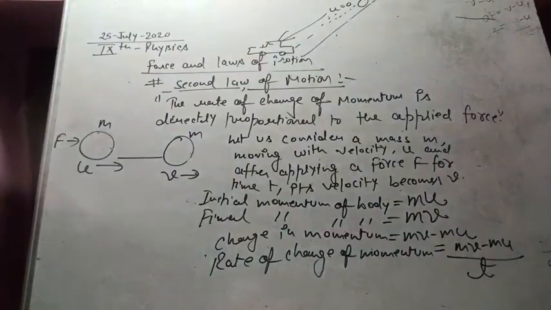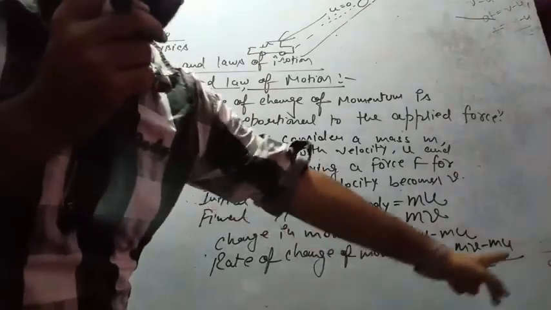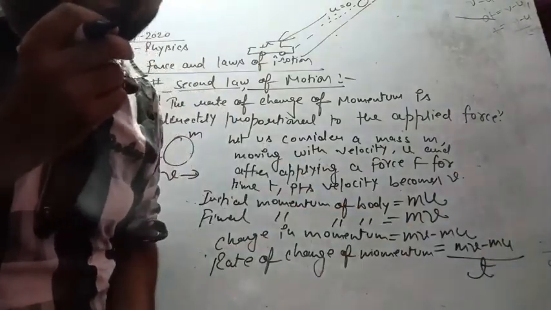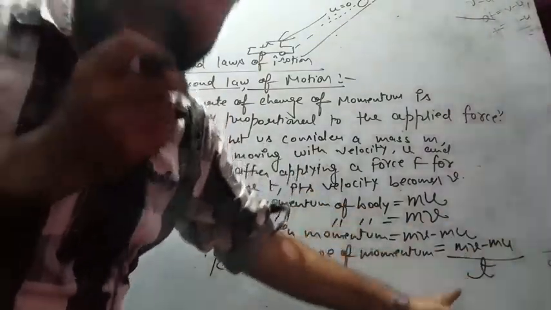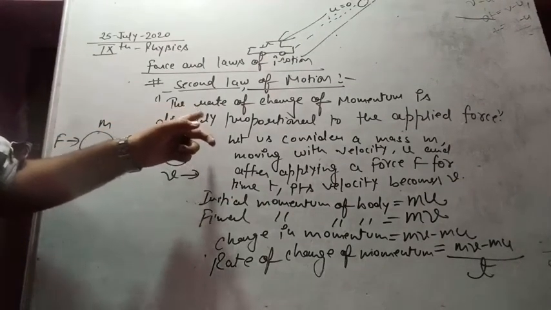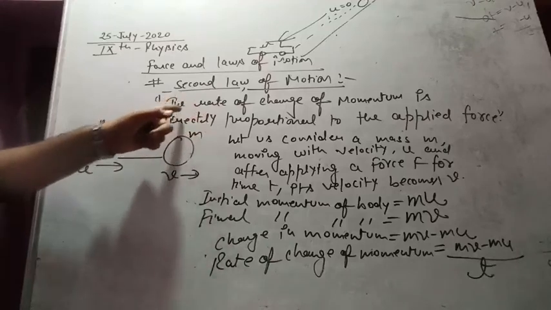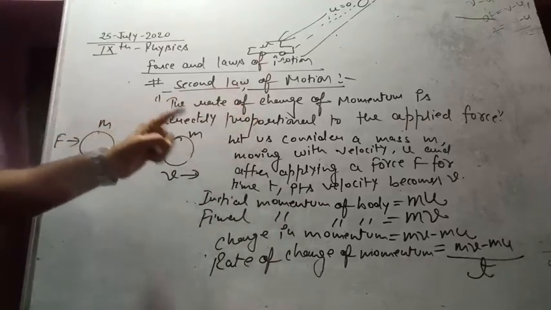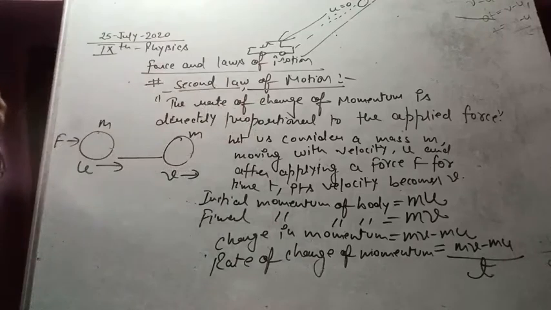We just define it for a unit time. Means in t time, what is the change in momentum? mv minus mu. So for unit time, what is the change in momentum? mv minus mu upon t. So this is the rate of change of momentum. This we have calculated. Now let us come back to the definition which we have written. The rate of change of momentum is directly proportional to the applied force.